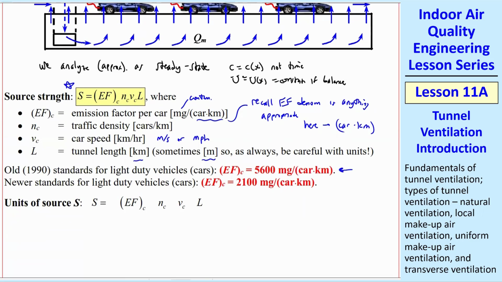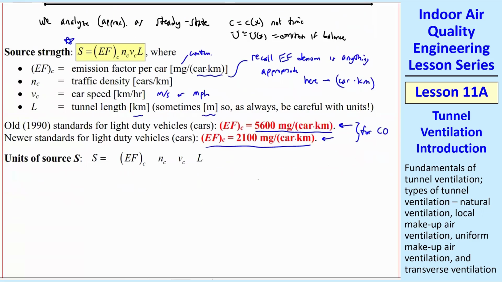So what is that EF? In our book, we show the old one, which was about 5,600 milligram per car per kilometer, and this is the newer one. These are both, by the way, for carbon monoxide. So cars have gotten less polluting. This is the one that we'll use for modern cars, or you can use this, figuring there's a lot of old cars still in the tunnel, and use it as kind of a worst case scenario. So I wanted to just first look at the units to make sure this is what we want. We end up with milligrams per hour, which is what we want. It's a source strength, mass per time.